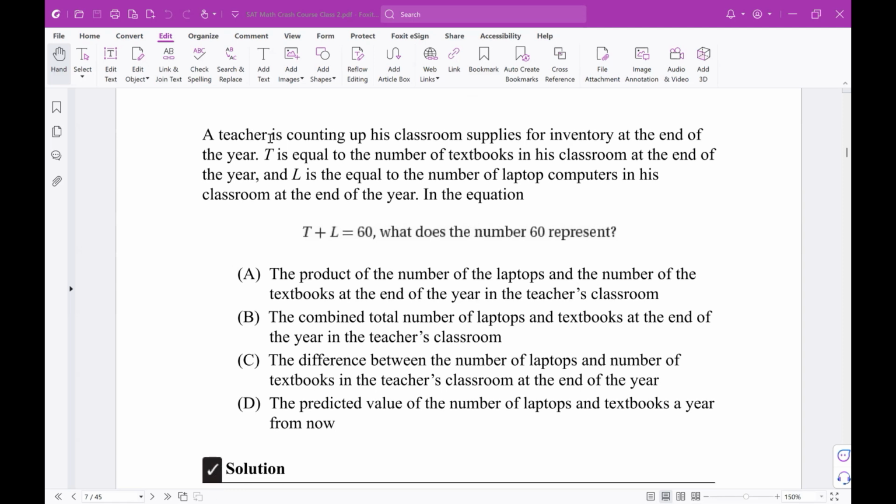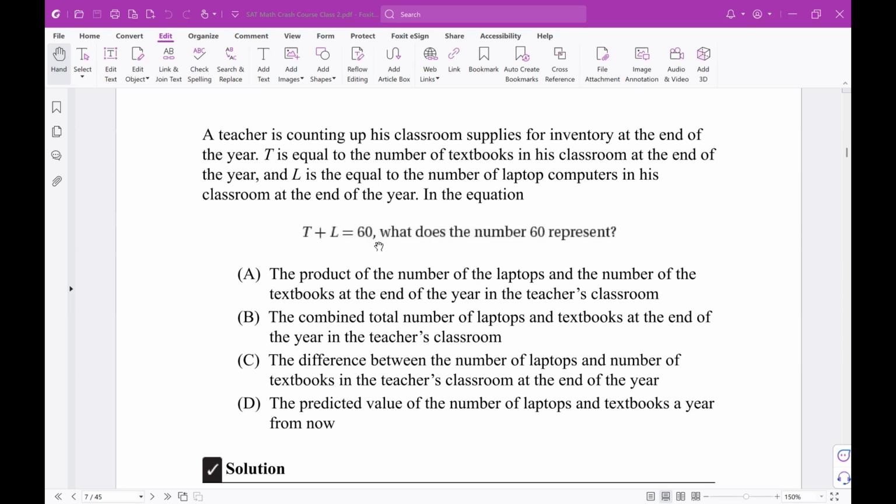A teacher is counting up his classroom supplies for inventory. At the end of this year, T is equal to the number of textbooks in his class, and L is equal to the number of laptop computers in his classroom at the end of the year. In this equation, T plus L equals 60.